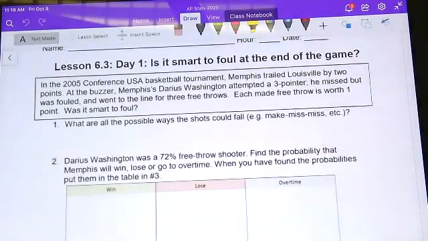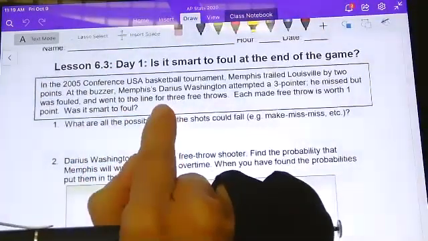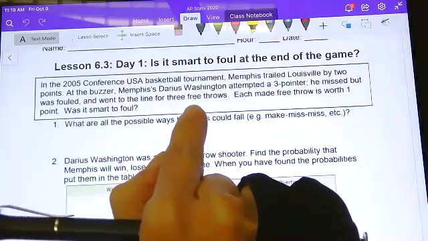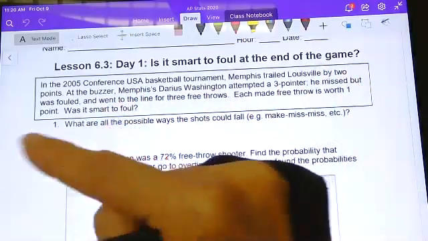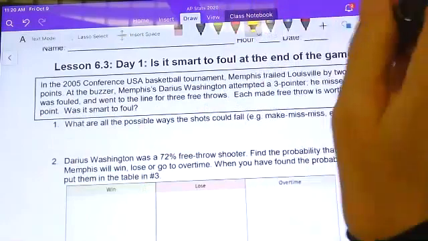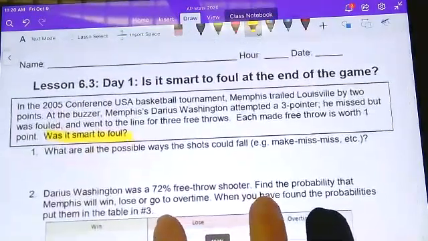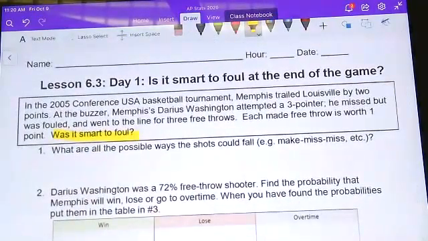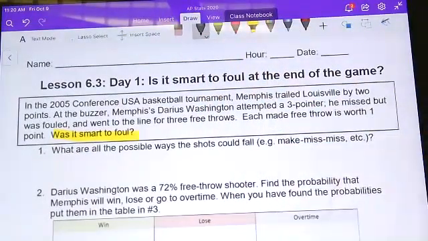He was fouled. That means that someone from the other team basically purposely bumped into him to make him miss the shot. So when that happens, he's allowed to go to the free throw line to take 3 free throws. So each made free throw is worth 1 point. So our question is, was that a smart strategy for Louisville? So was it actually a smart decision to foul him? Okay, so we need to look at, well, what could have happened. So he takes his 3 free throw shots. What are all the different ways 3 free throws could pan out?